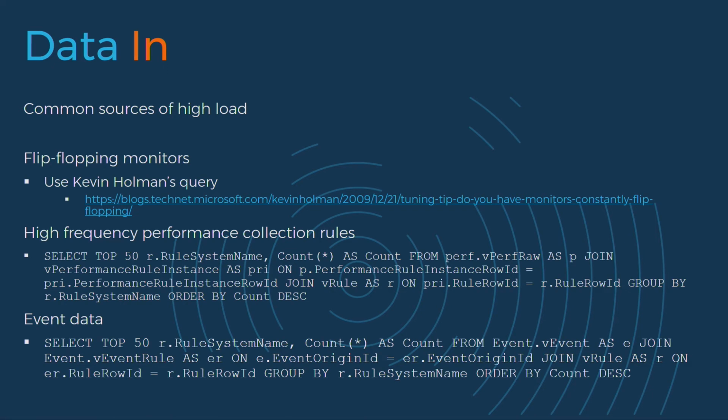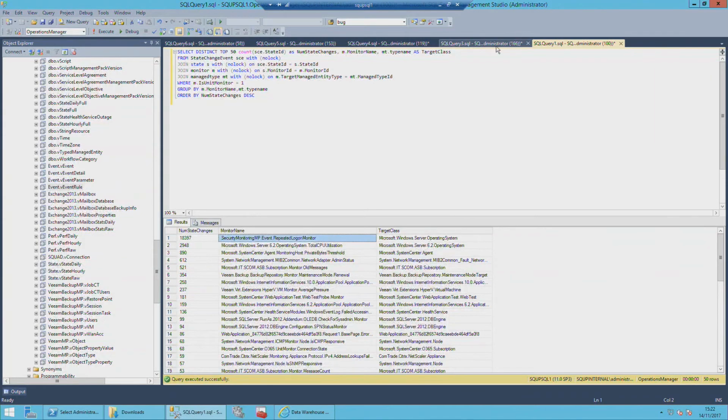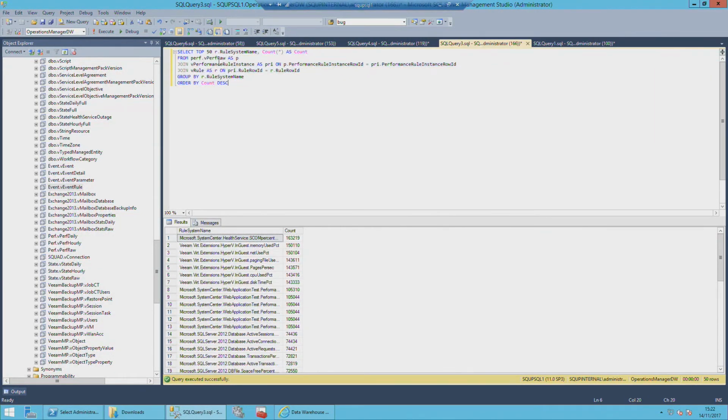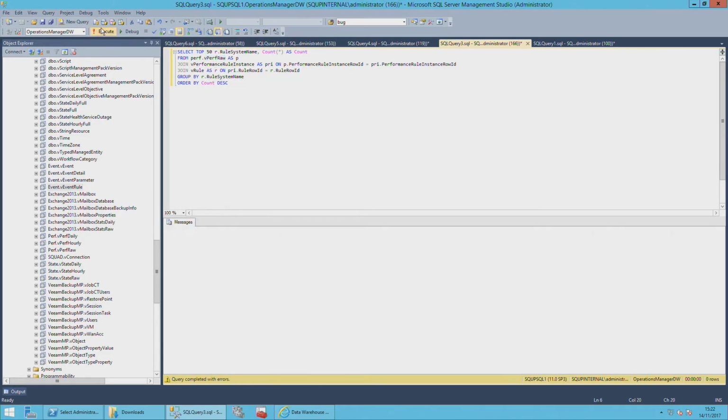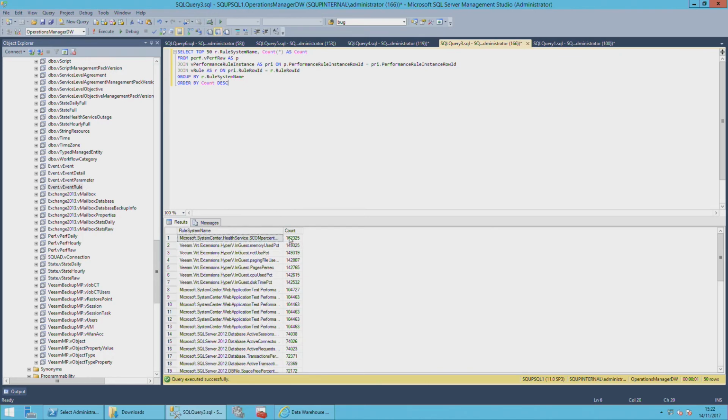So let's just switch back to SQL Server Management Studio. I've got the query here, which is for the performance data. This is looking at my raw performance data in the data warehouse. Let's just execute that query. Takes a little while. Now, I think what's worth pointing out is the numbers here are vastly higher than those state changes.